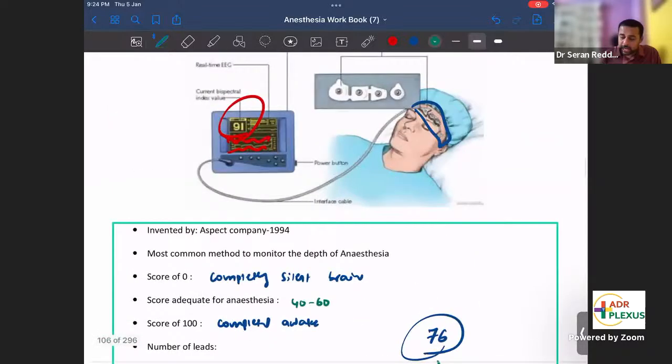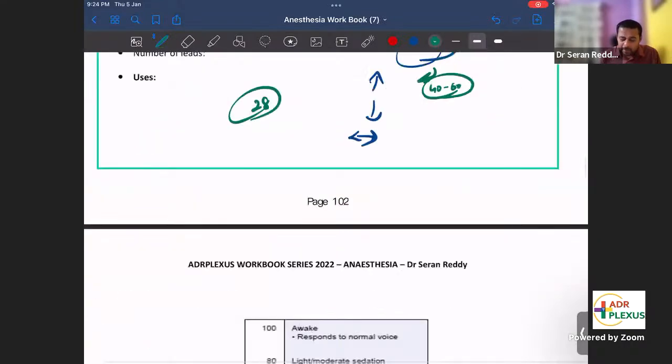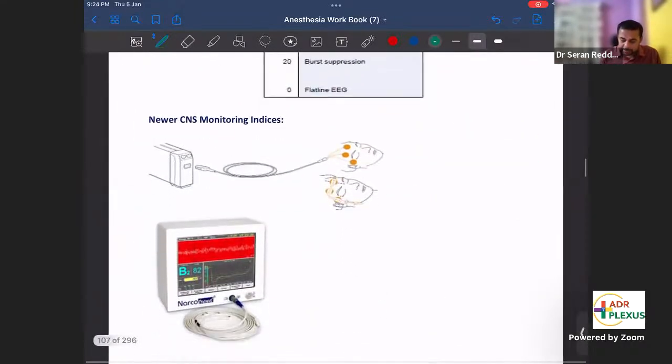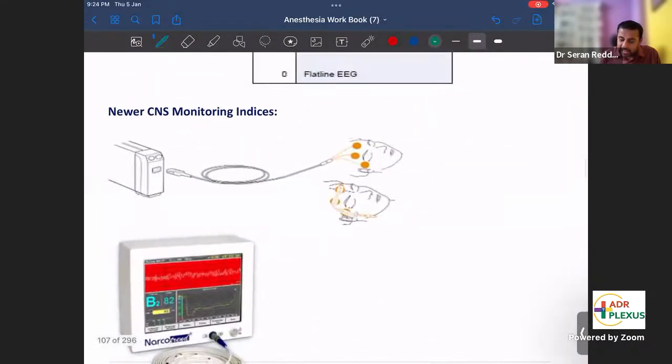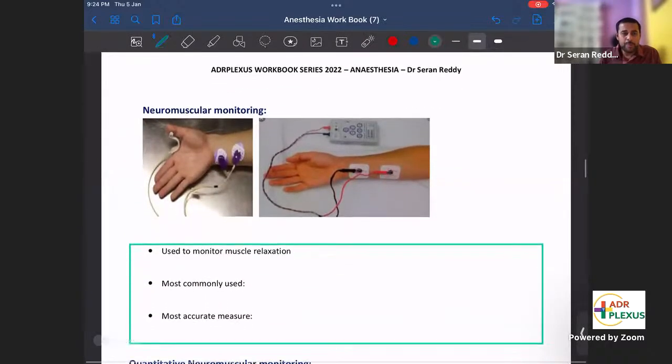Okay, this is about the bispectral index. As you can see, there will be 4 leads. Try to identify it, even if you get an image-based question. You can't afford to miss this. Okay, this is the bispectral index. Similarly, if there are 3 leads, it is called entropy. Just as one image-based question, I want you to remember, guys.